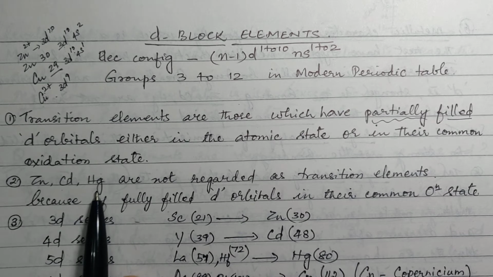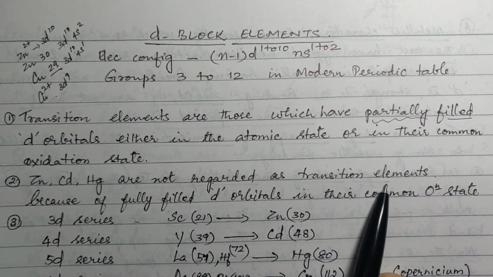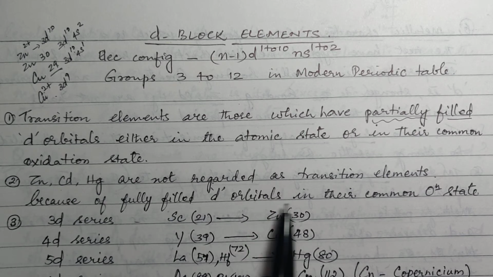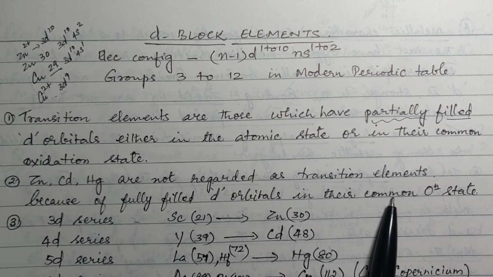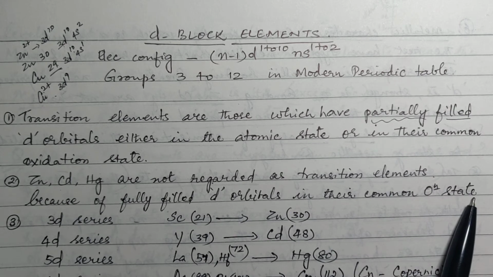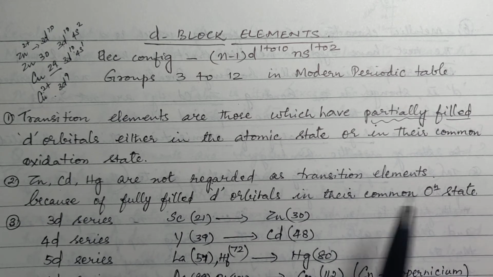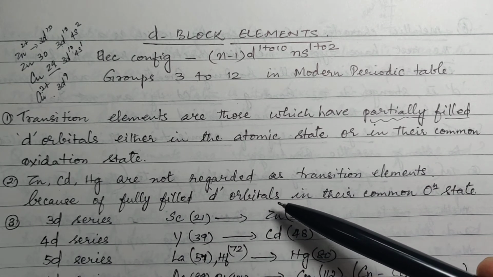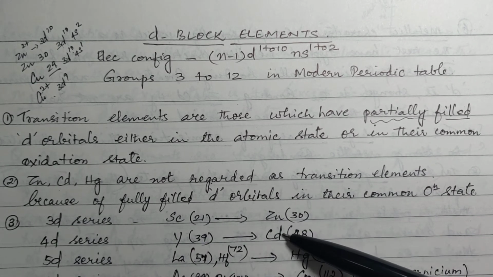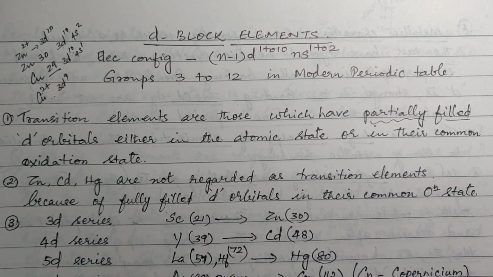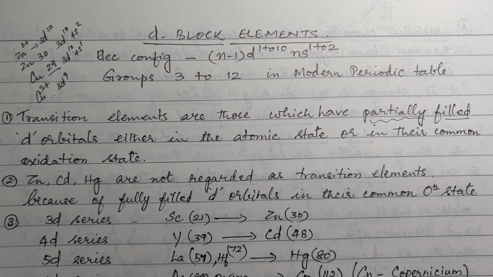Zinc, cadmium, mercury are not regarded as transition elements because of fully filled d orbitals in their atomic state as well as in their common oxidation state. Okay. So, what is the zinc, cadmium, mercury? You have atomic number 30 zinc, then below that you have cadmium, and then below that you have mercury. All three of them are not regarded as transition elements.